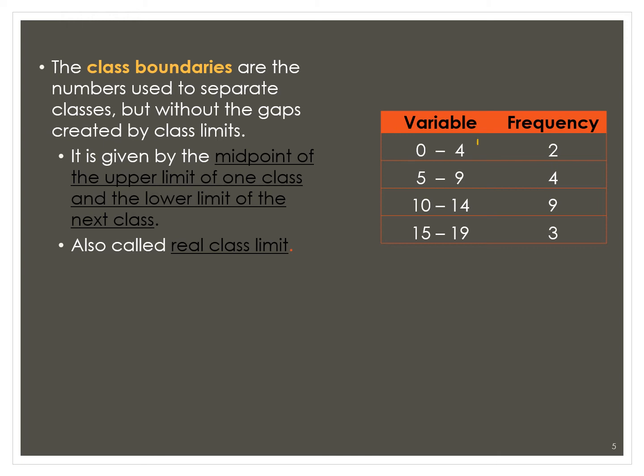So 4.5 will be the upper class boundary for the first class, and also the lower class boundary of the second class. Then the upper class boundary of the second class will be 9.5, and 9.5 will be the lower class boundary of the third class, and so on. Class boundaries are also called the real class limits.